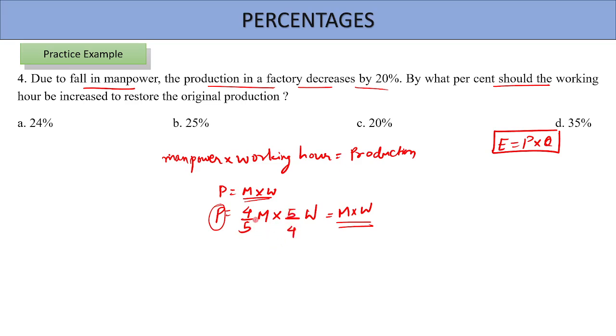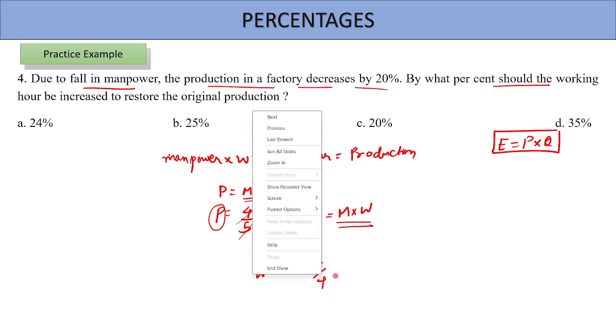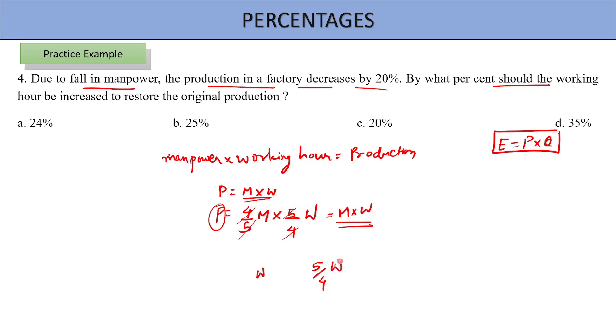If I multiply it with 5 by 4, this will get cancelled out, and I will eventually get M into W. So my initial was W, and it is now 5 by 4 of W. So I can see that there is an increase of 1 by 4 of W. So my working hours should be increased by 1 by 4, which is nothing but 25 percent.